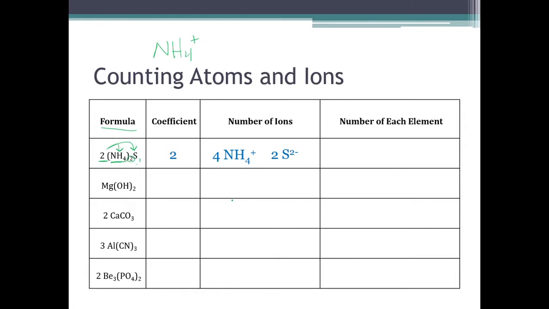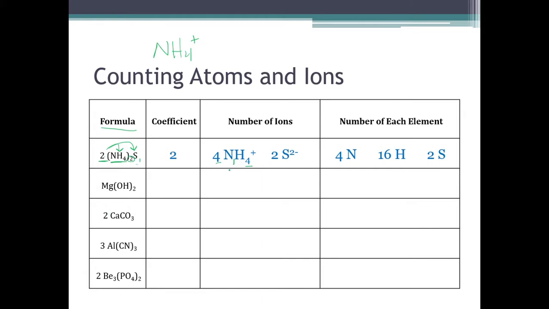If we have 4 ammonium ions, each ammonium ion has 1 nitrogen and 4 hydrogens. So here we are looking at 4 nitrogen atoms. So we've got 4 ammoniums, each one has 1 nitrogen. We have 4 times 4 is 16 hydrogen atoms, and we have 2 sulfur atoms. We could get the exact same numbers from here as well. We have 2 times 2 ammonium ions, and each one has this 1 nitrogen. We have 2 times 4 times 2 is 16, and 2 times 1 is 2.